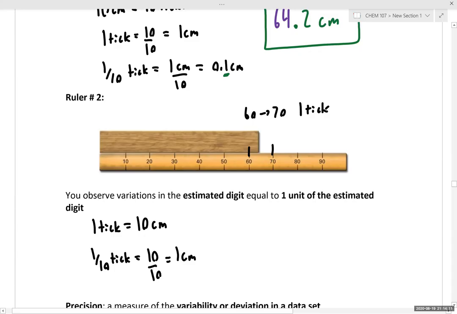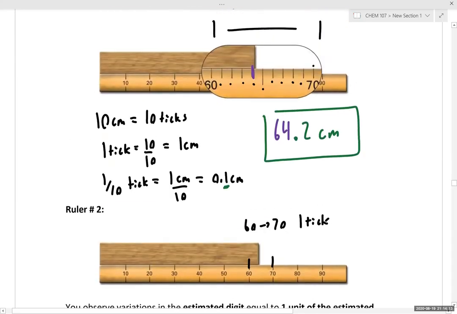It could also be 64.1 in the previous example. The estimated digit inherently varies a little bit. The estimated digit has some variation. Very good question. Does that make sense?